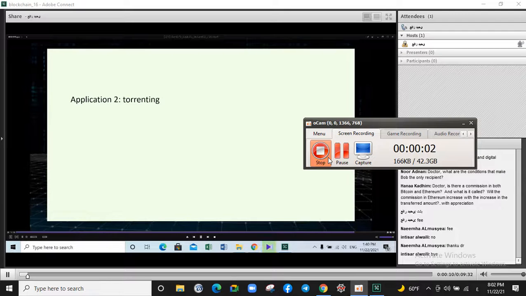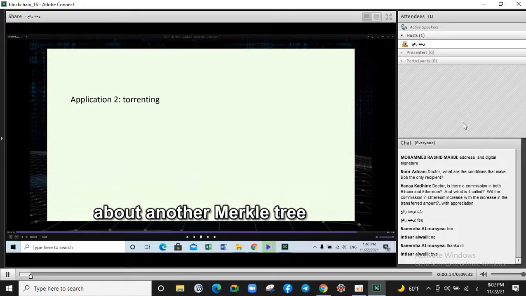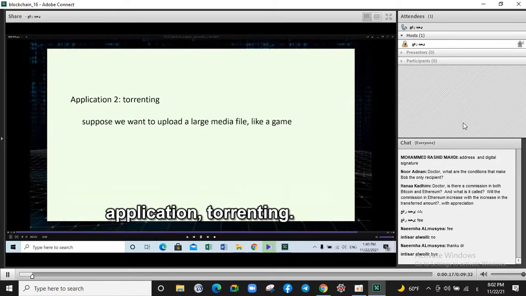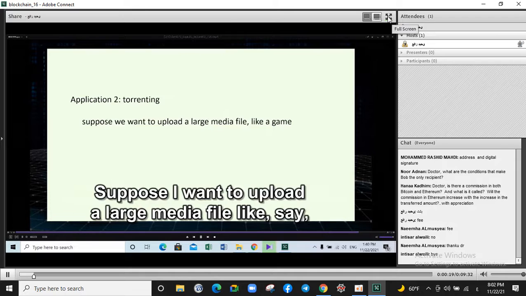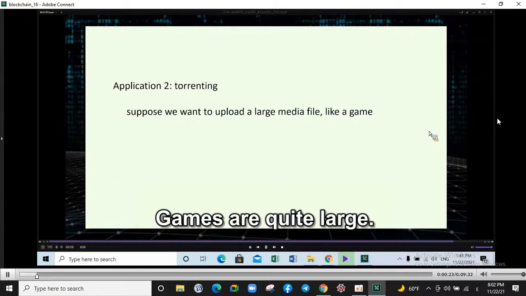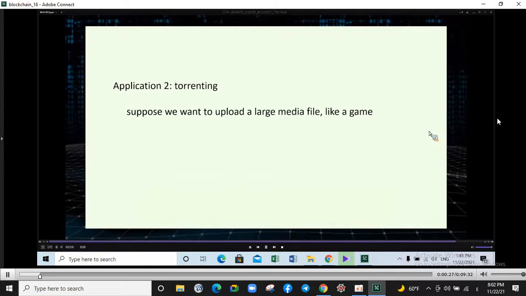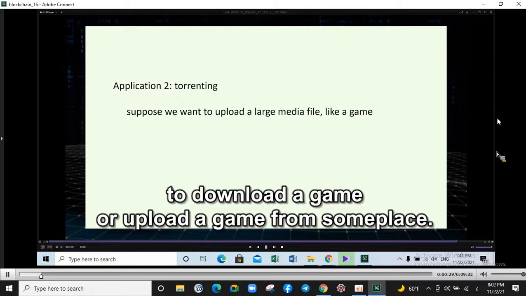Now I'm just going to talk very, very briefly about another Merkle tree application, torrenting. Suppose I want to upload a large media file, like say a game. The games are quite large. It would take a long time to download a game or upload a game from someplace, right?